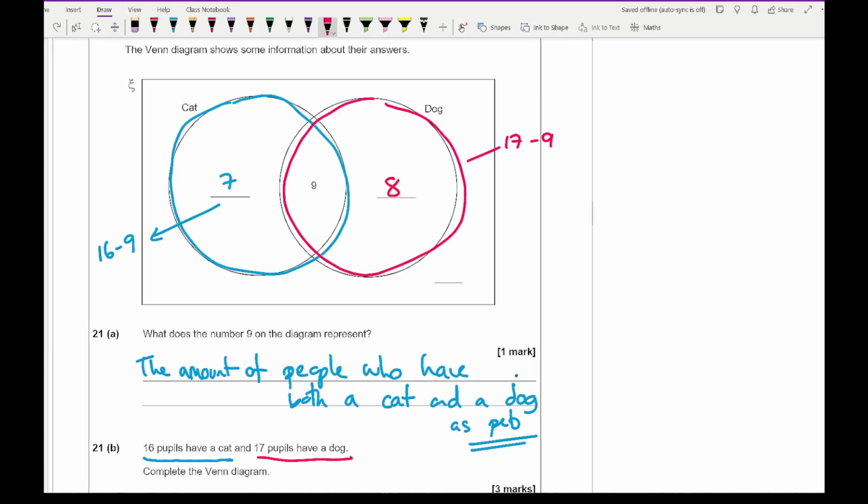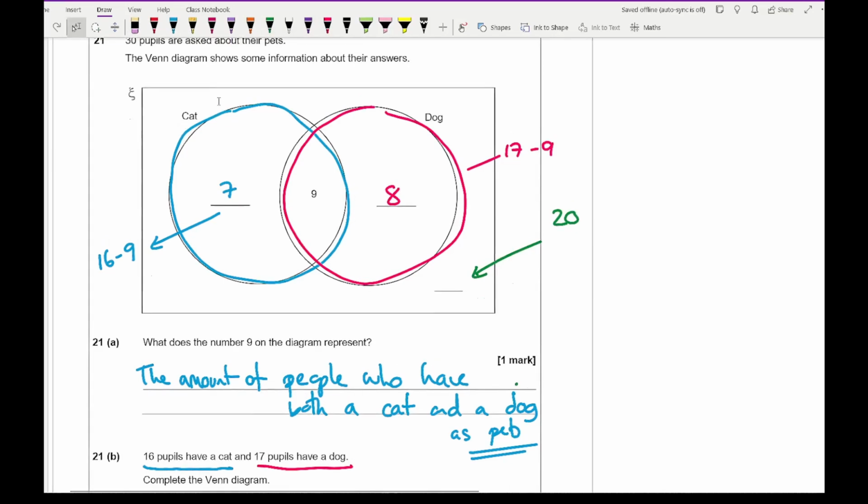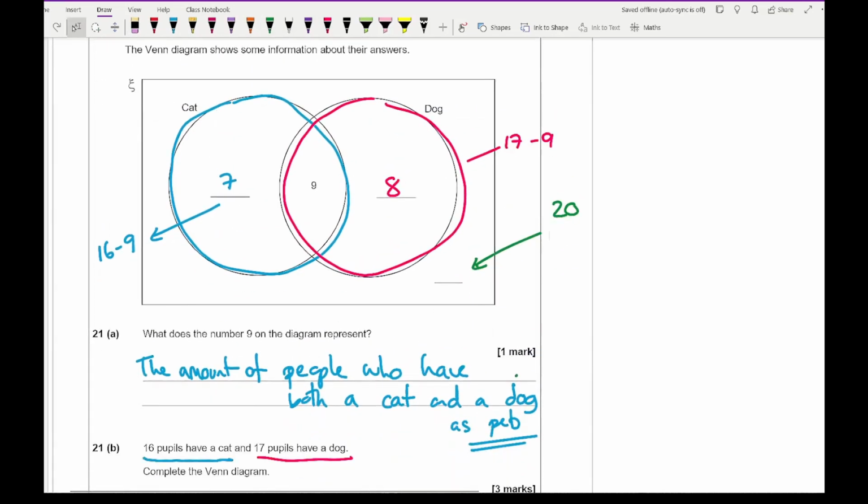And then all we need to do for the outside number is do, is it 30 or 20? 30 people. So if I do 30, take away 7, minus the 9, minus the 8, so that becomes 17, 24, so that then becomes 6.